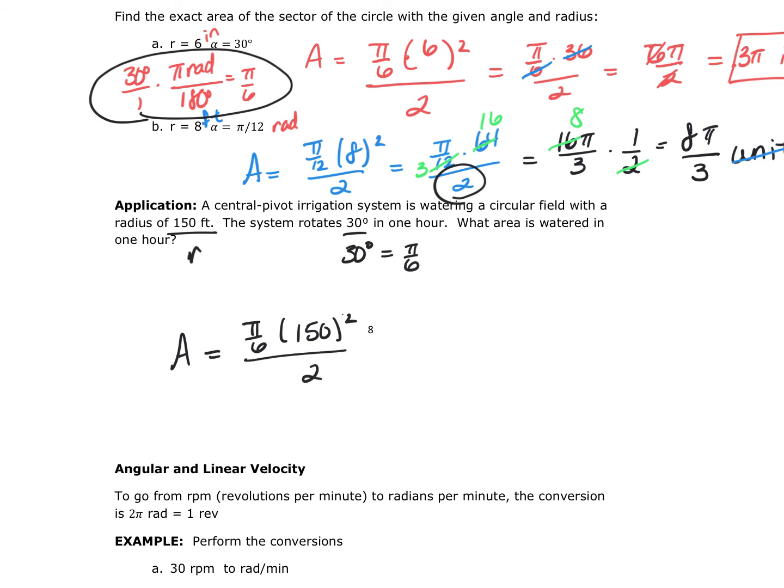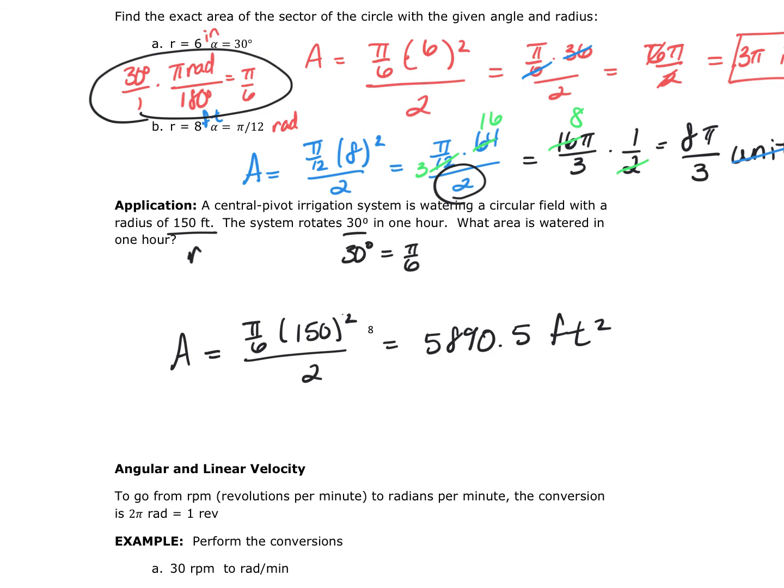Here's an example in which I will probably use my calculator. So I'm going to go ahead and do pi divided by 6 times 150 squared. And then I'm going to divide by 2. And I get, as an answer, 5,890, I'll do it to 1 decimal place, 5,890.5 feet squared.